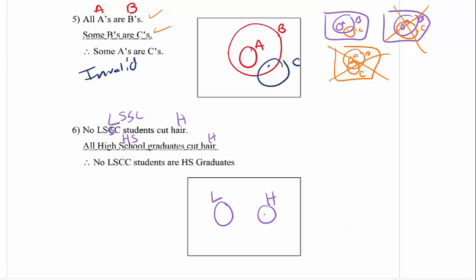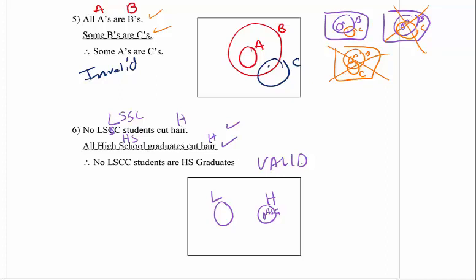All of the first, so this is high school graduates, is in the second. I had no choice on this one. I had to draw it this way. No LSSC students are high school grads. That is a valid statement based on my drawing and my premises.